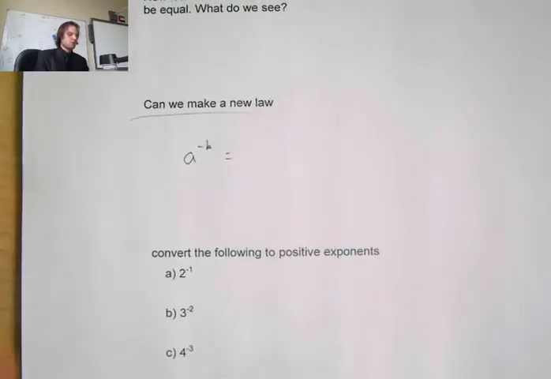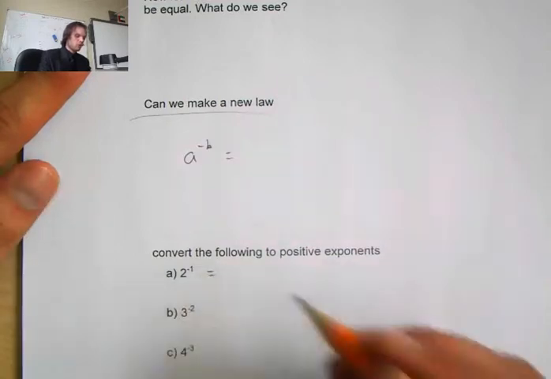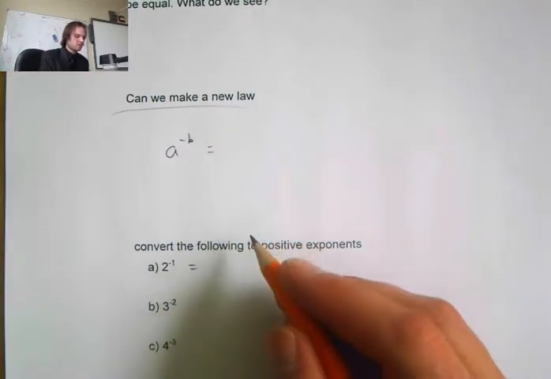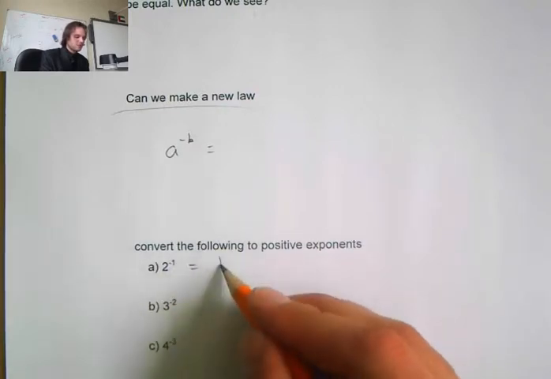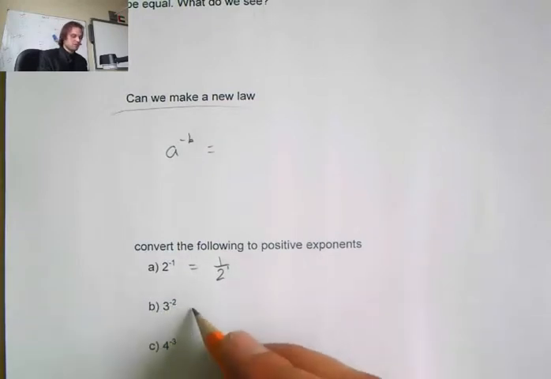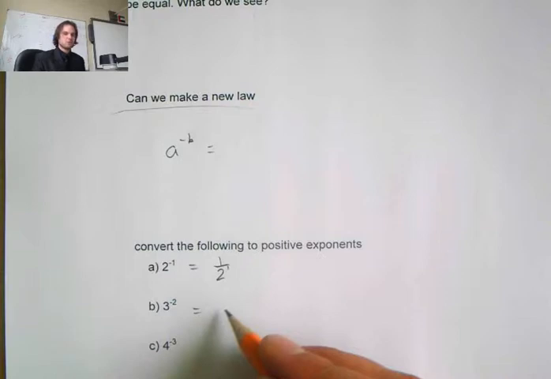So let's take a look at this next part here. It says, convert the following to positive exponents. We want a positive exponent, so we're going to use what's called the integral law. So 2 to the negative 1 is the same thing as 1 over 2 to the power of 1. 3 to the negative 2 is the same thing as 1 over 3 to the 2.